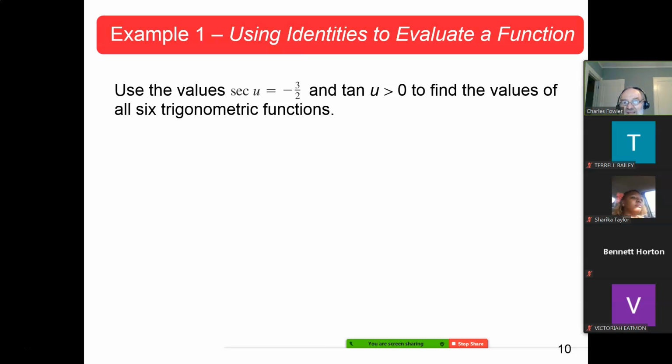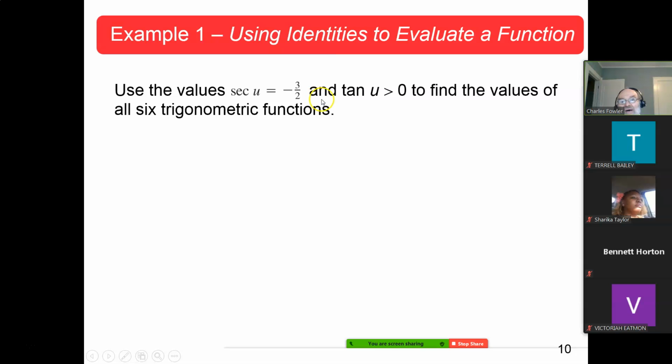If secant is negative, that means cosine is negative. Well, where is cosine negative? Because remember, secant is a reciprocal function of cosine. Cosine is negative in the second and third quadrants. Now, cosine is always between plus or minus 1. Secant is always outside plus or minus 1. So secant u, this u must be either in the second quadrant or the third quadrant, and that's a perfectly good value for a secant.